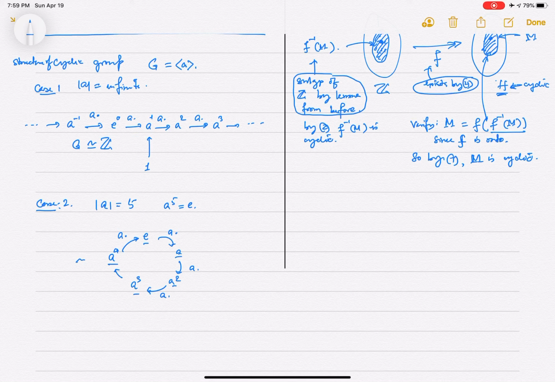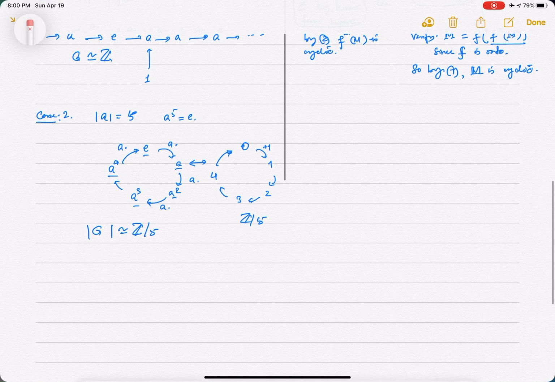And this structure is same as the structure of Z mod 5, you see. You have 0, add 1, 1, add 1, 2, add 1, 3, add 1, 4, add 1 again, goes back to 0. That's Z mod 5. So matching them up like so shows you that's an isomorphism. So in this case, G is isomorphic to Z mod 5. And you could change 5 to n. So more generally, if it has order n, then G is isomorphic to Z mod n.